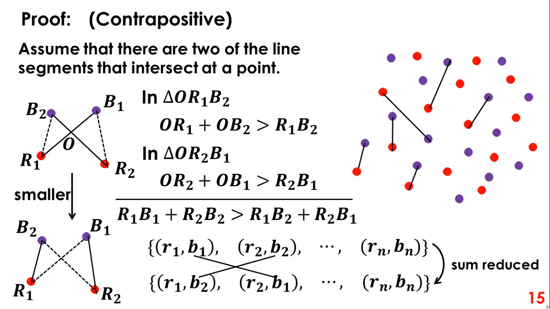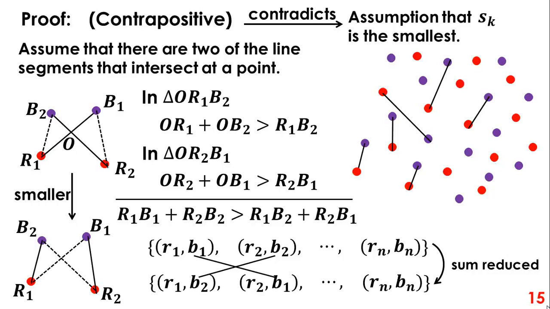If that is reduced, it contradicts the assumption that Sk is the smallest. Sk is smallest, so why can you still reduce it? That's a contradiction. That means Sk is not the smallest, so the assumption here is not correct. The assumption that there are two line segments that intersect at a point is wrong. If this is wrong, then the conclusion is no intersection. So we prove the claim.